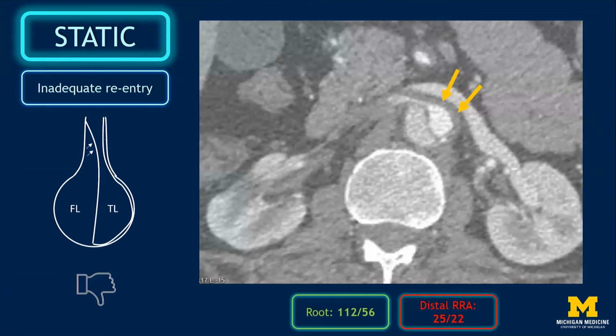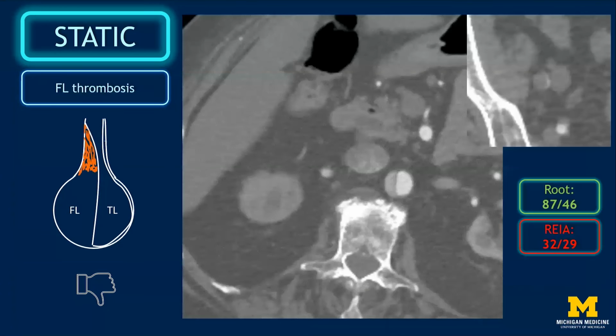Here's a case where there's no reentry. So, inadequate reentry. The false lumen here, along with the existing atheromatous changes, which you can see demarcated by the arrows on the anterior aspect of the aorta, is narrowed, and it's narrowing the thread-like true lumen that is supplying the right renal artery. Therefore, the right kidney is malperfused.